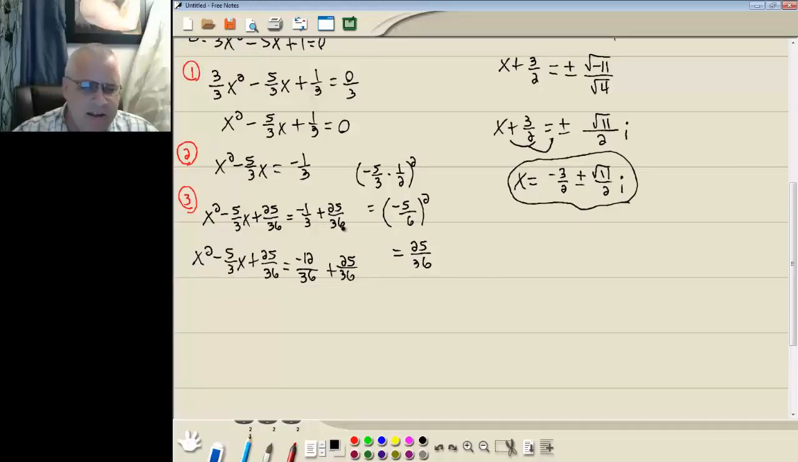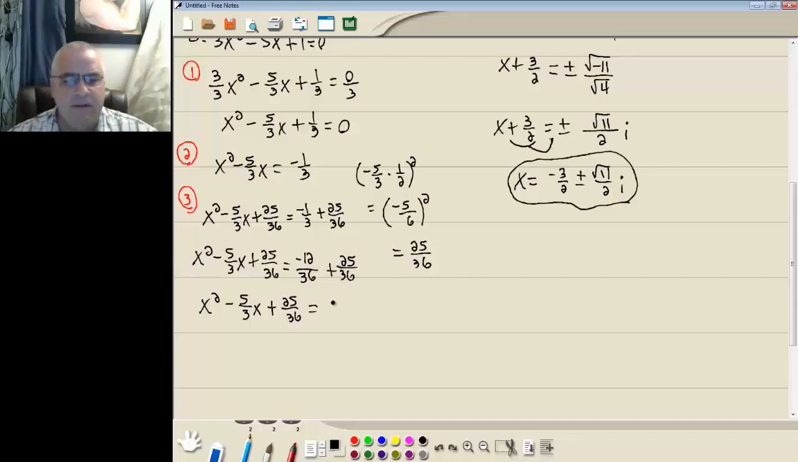Okay, so let's add those together now. We got x squared minus 5/3 x plus 25 over 36 equals, since these have the same denominator, I can add or subtract the top parts. Negative 12 plus 25 gives us 13/36.